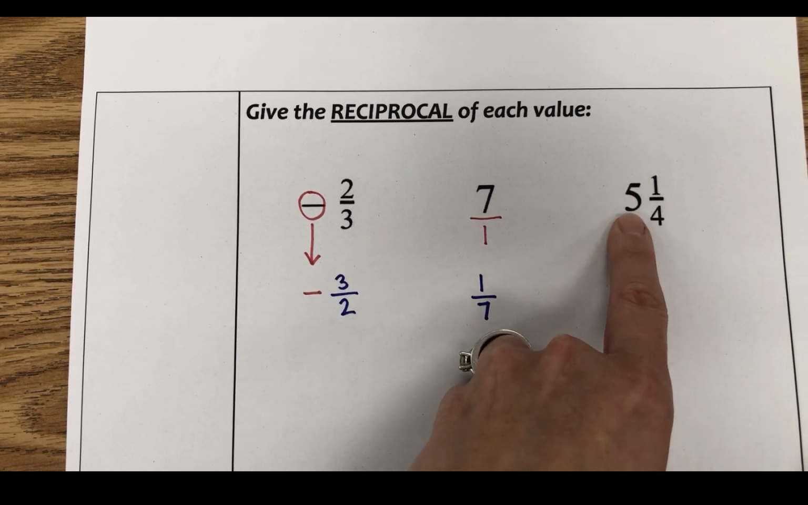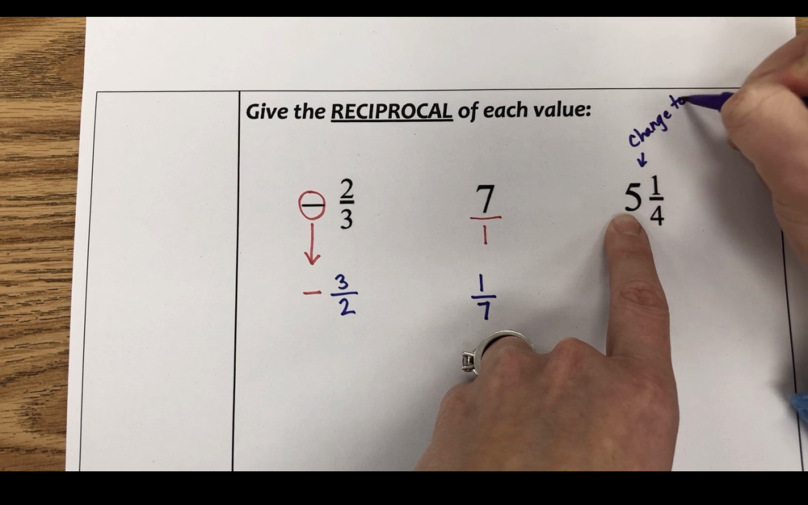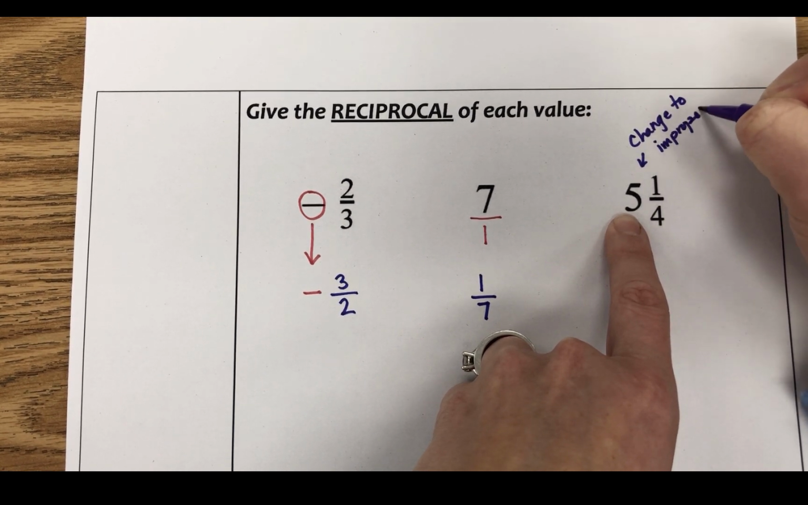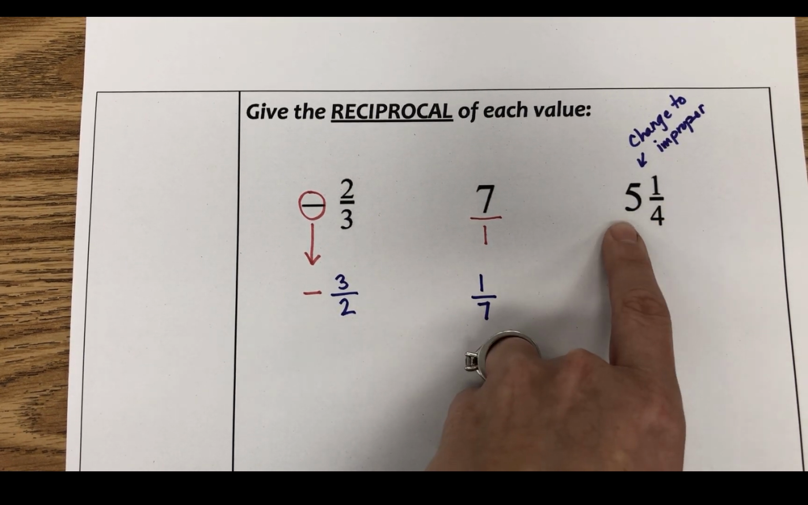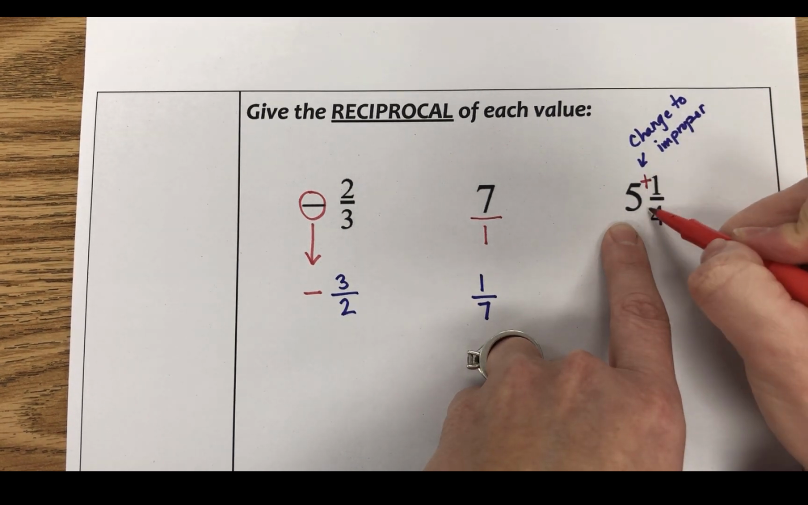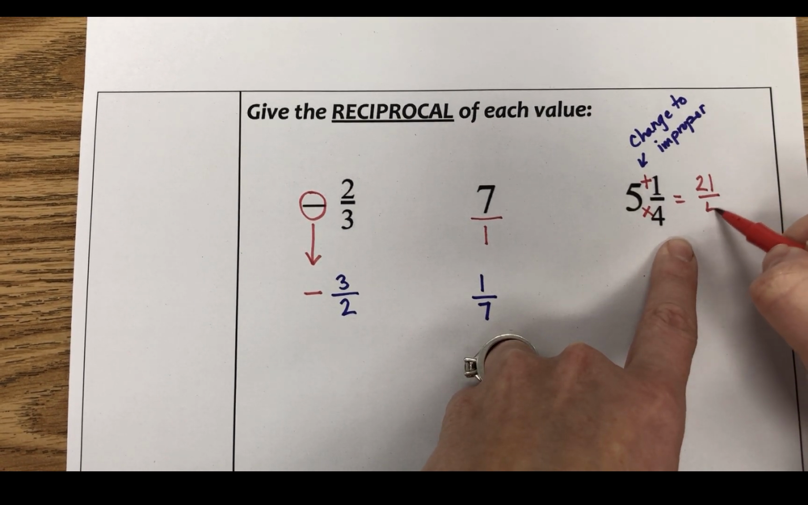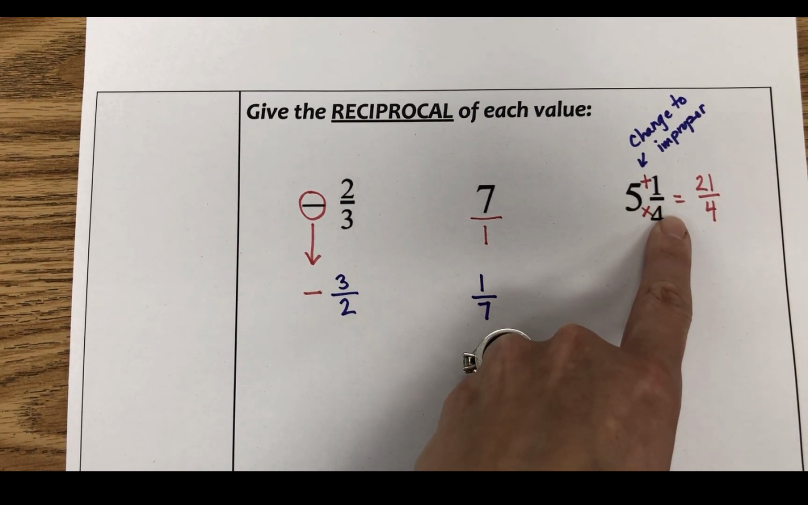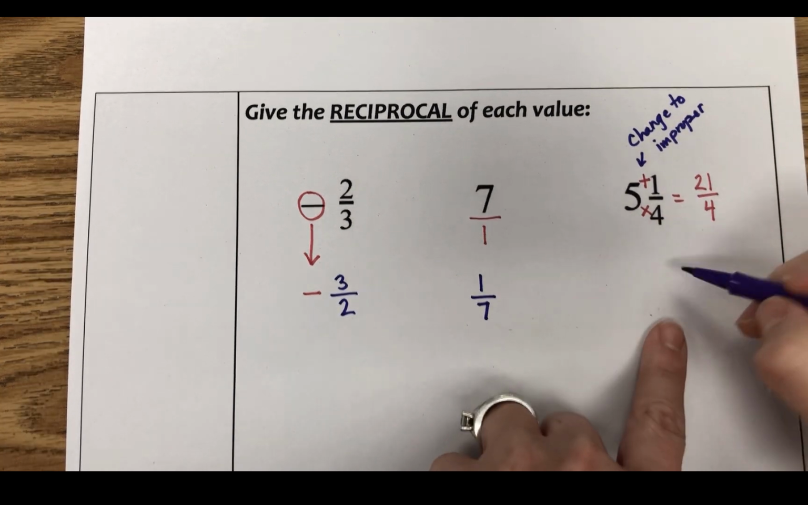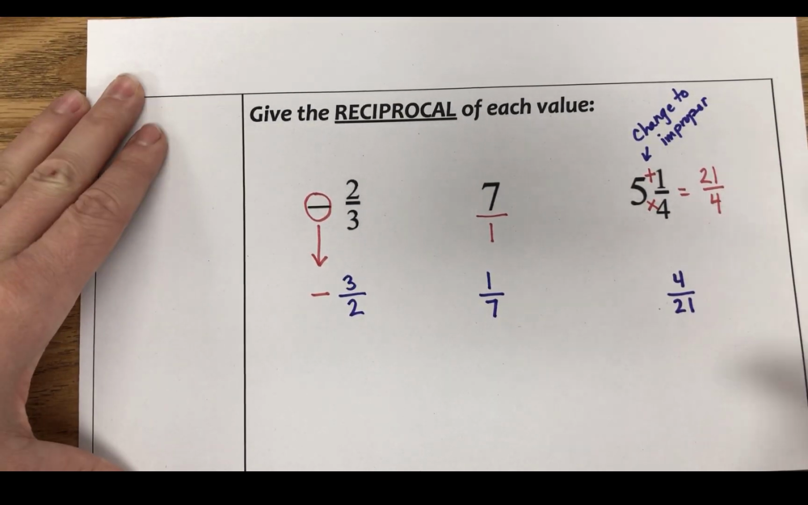Now remember, a mixed number is the sum of a whole number and a proper fraction. So first, what do you think we need to do? We need to change to an improper fraction, right? Because we have addition in there. Let's suck that whole number up into the fraction. So let's start by doing the multiplication. 5 times 4 is 20, plus 1 is 21. So we have 21/4. These are equivalent. My equal sign is appropriate there. Now we need to find the reciprocal of this. What's the reciprocal of 21/4? Just take it and flip it. It would be 4/21.